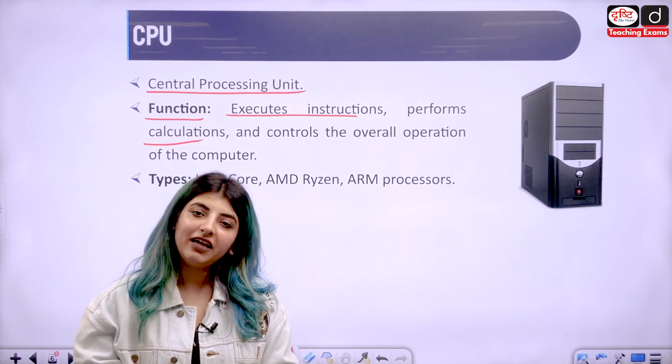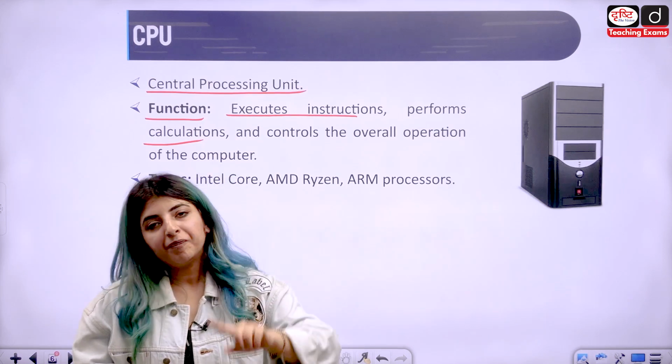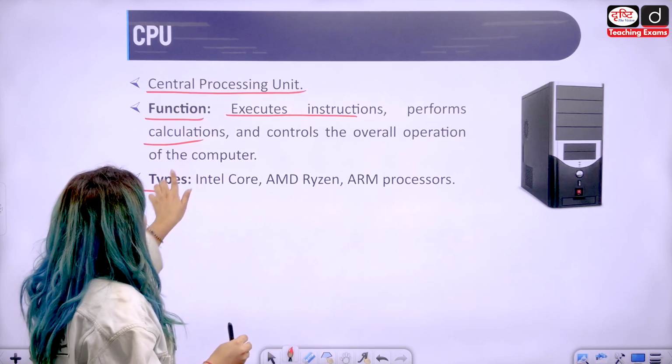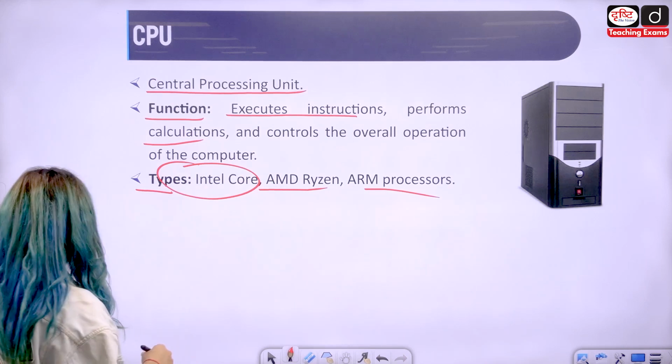Correct? So that the CPU and the computer can understand what to show me as the output. So here, if I type Himani Sharma, the computer will convert it into zeros and ones, and then again show it on the screen, Himani Sharma. Correct? Types are Intel Core, AMD Ryzen. These are some types of the CPU.